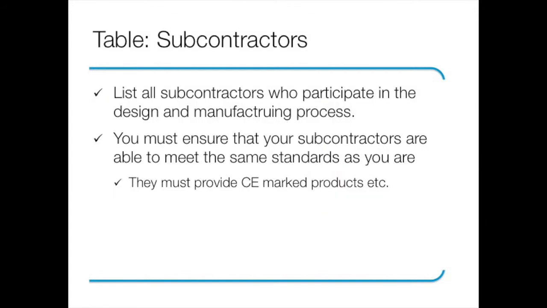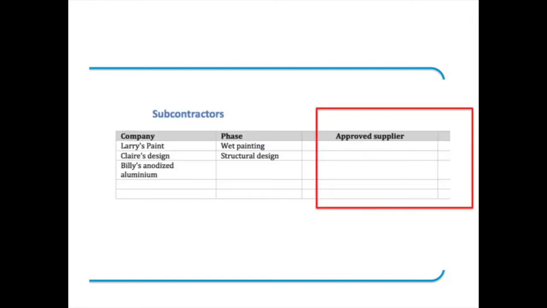The third table, Subcontractors, is used to control your subcontractors. Now it's sufficient if you list every subcontractor who participates in the manufacturing of structural steel products. These include, for example, thermal cutting and painting. You can leave the column Approved Supplier blank at this time, as we'll complete it later when we discuss purchasing and subcontracting. The completed table should look something like this.